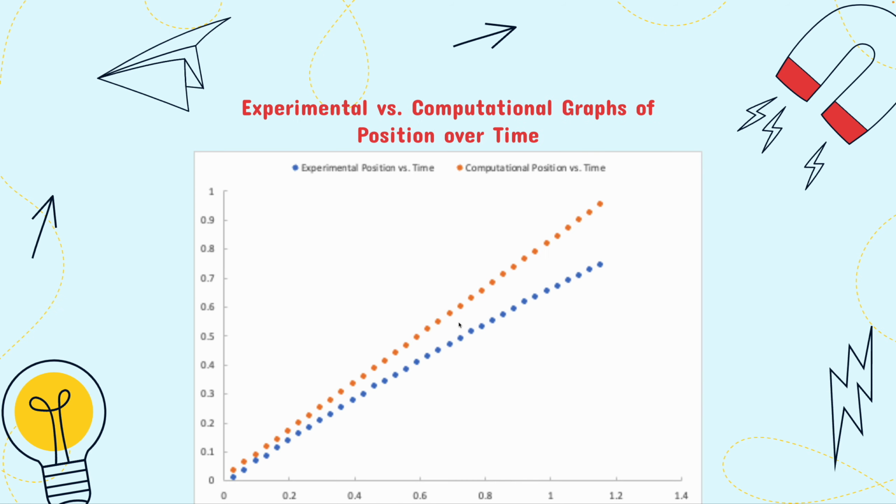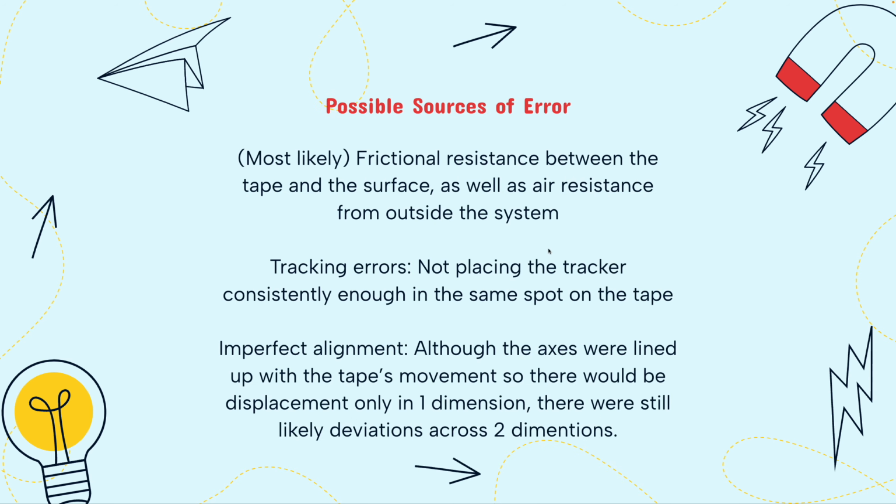So here we have a graph showing position over time for the experimentally determined one, and then the computationally determined one. And as you can see, the computationally determined one is perfectly linear since there is no net force. But the experimentally determined one sticks close to the linear line for maybe a fifth of a second, and then it deviates off, because there's obviously a net force working on it to change the velocity. So most likely the frictional resistance between the tape and the surface, as well as the air resistance from outside the system, is causing this change in velocity.